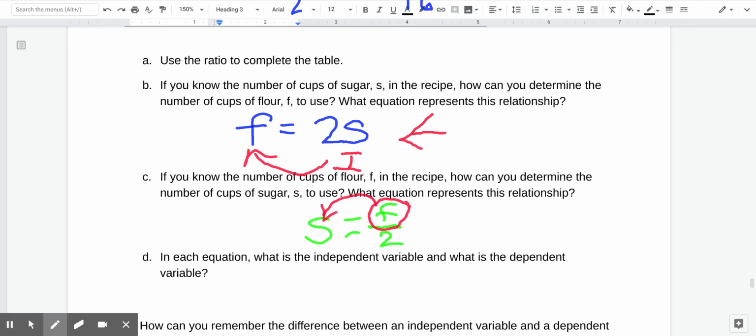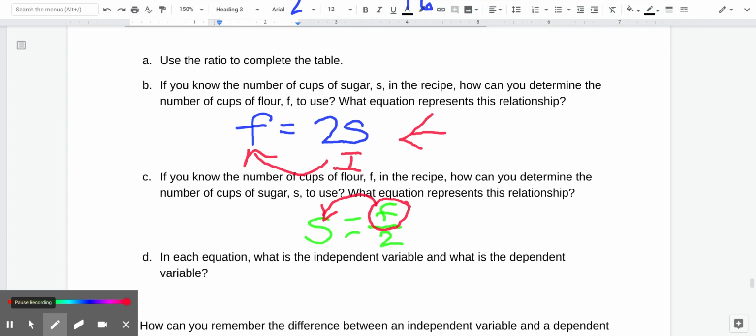Now my flour is my independent variable because I'm making changes to that, and then that affects how much sugar I have. The independent variable is what you change, and then you see what happens to the dependent variable. The dependent variable depends on or changes with the independent variable.